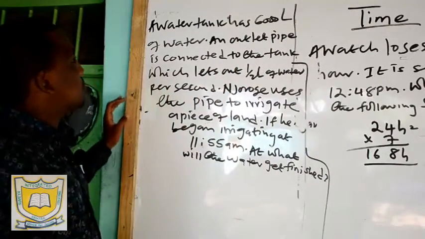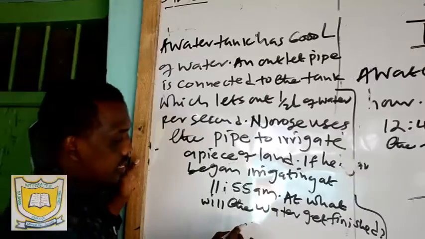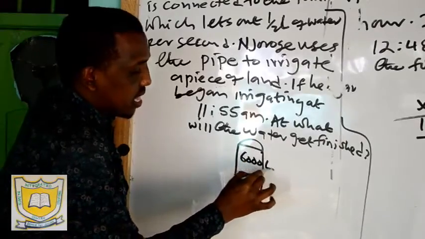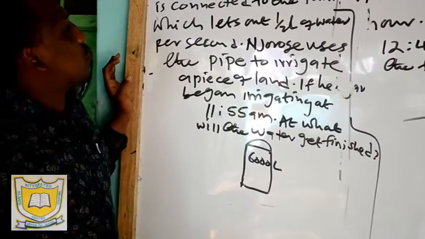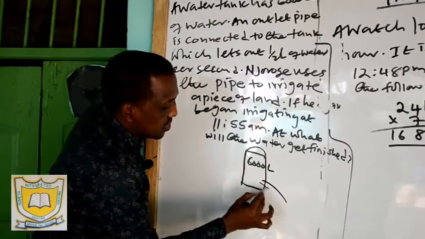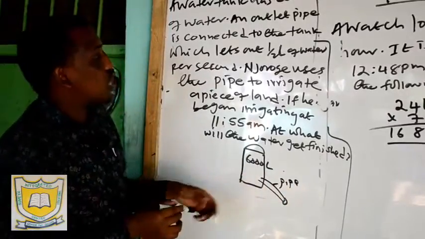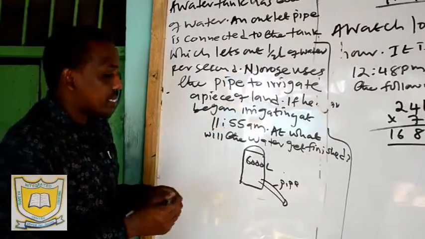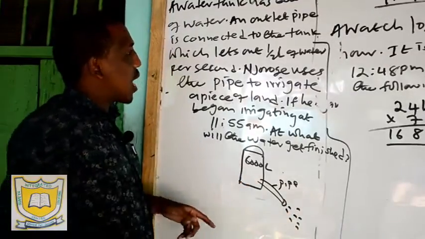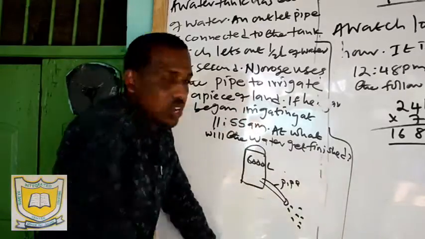Yes, it's a good question. You are told a water tank has 6,000 liters of water. Let's say this is the water tank. Then an outlet pipe is connected to the tank, which lets out half a liter of water per second. So it is letting water out: in 1 second, a half liter goes out, in another second, another half liter goes out.